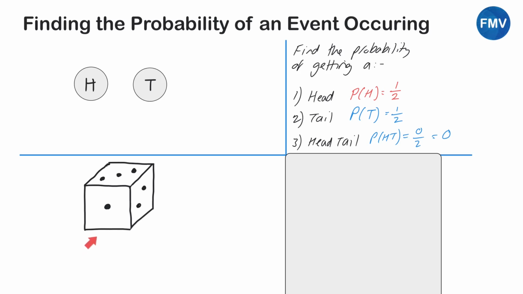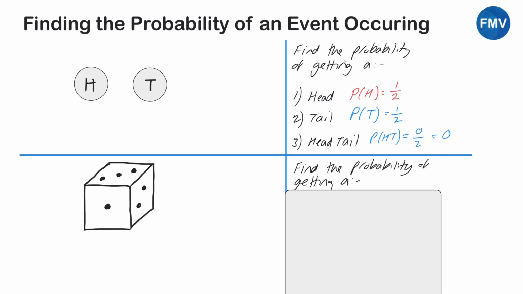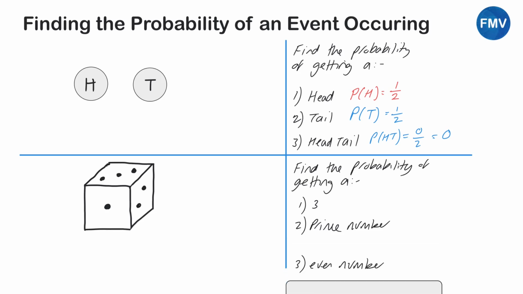So this one here is a die, and that has six sides with the numbers 1 to 6 on them. So we're going to find the probability of getting a 3, then a prime number, and then an even number. So on this die, you have got the numbers 1, 2, 3, 4, 5, and 6. So there are six possible outcomes, and there is one 3. So the probability of getting a 3 is one out of 6. It's 1/6.